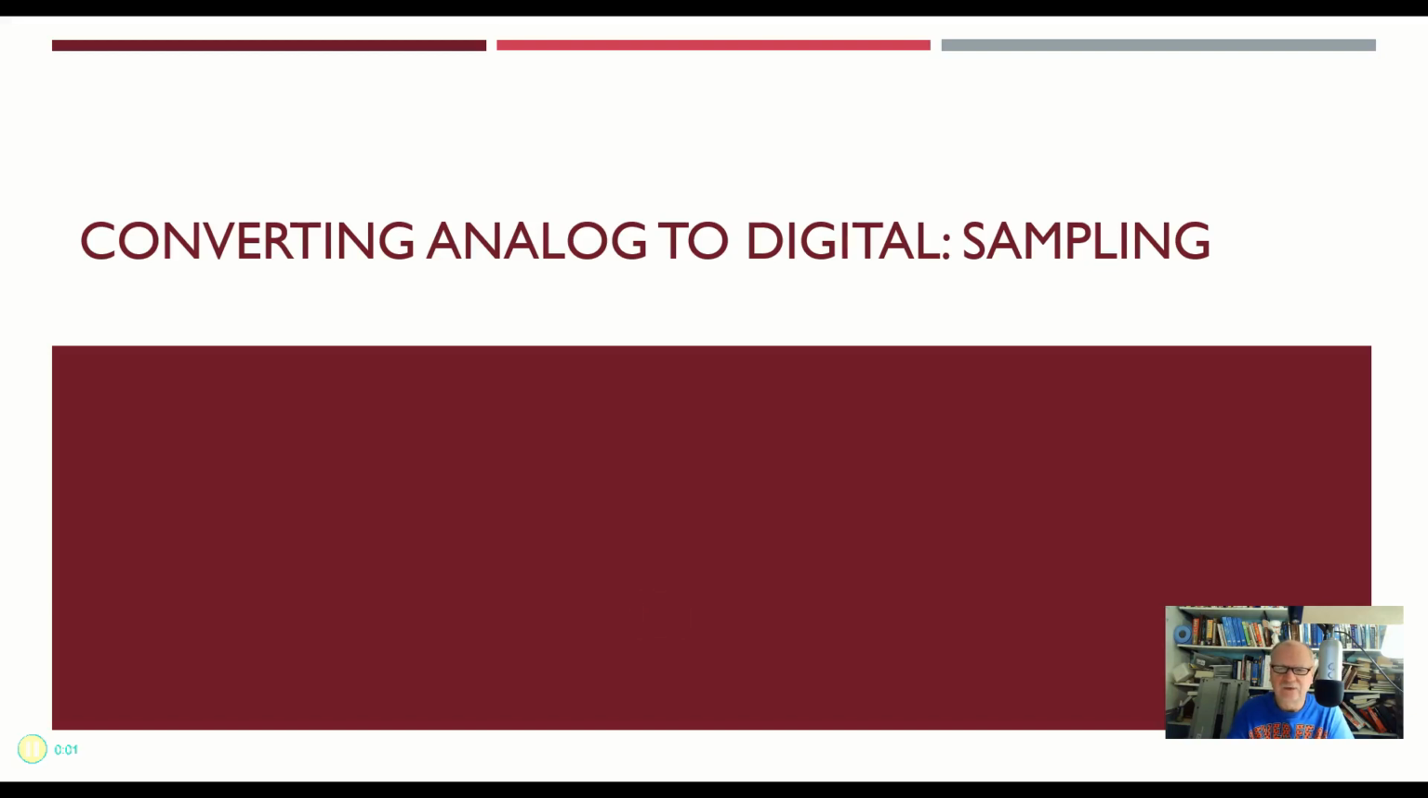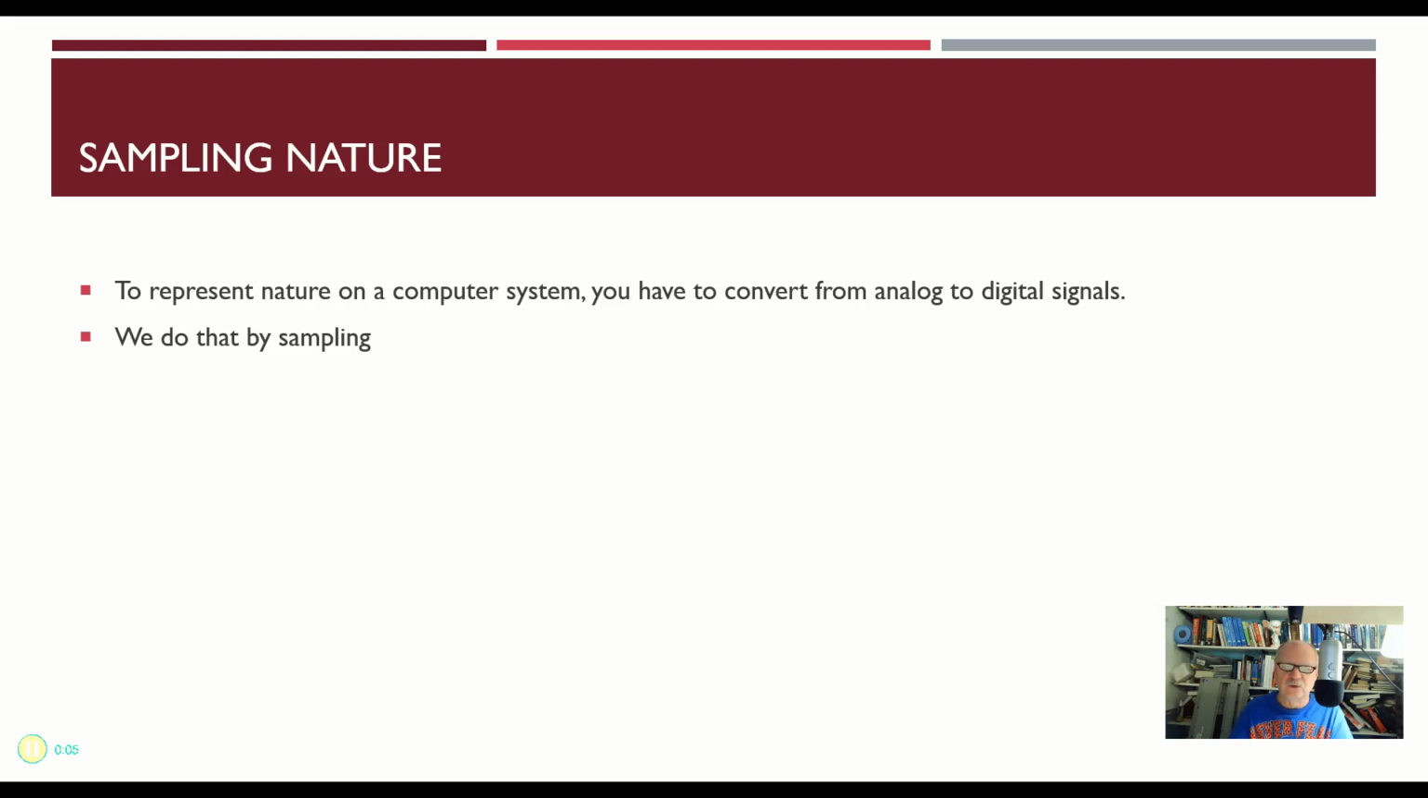Converting analog to digital signals, or the topic of sampling. So if we're going to represent nature on a computer system, and nature, remember, is analog, a computer system is digital. So we have to convert from analog to digital signals. Sampling is how we do that.